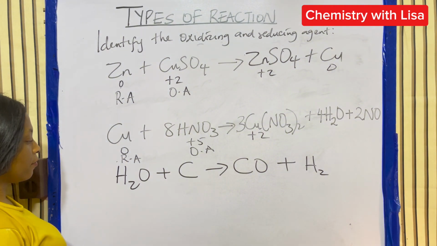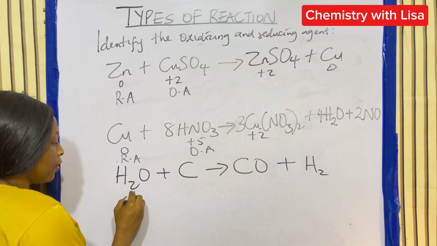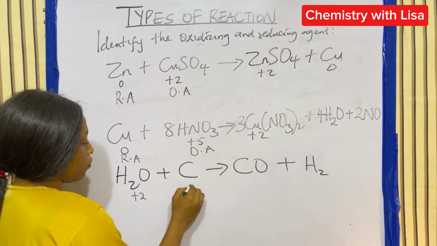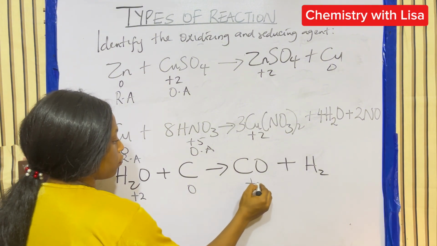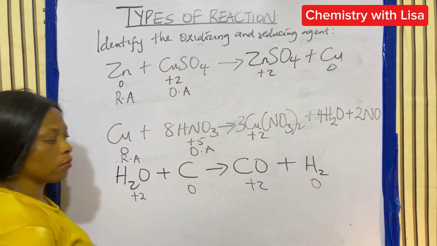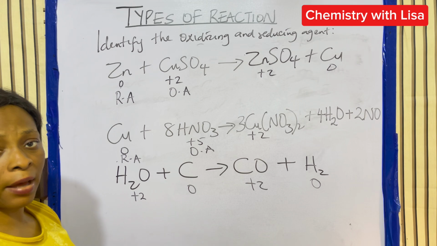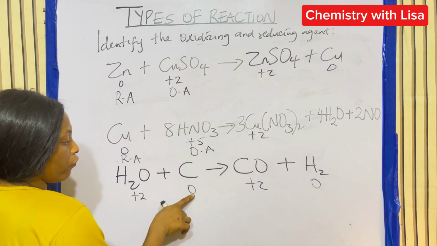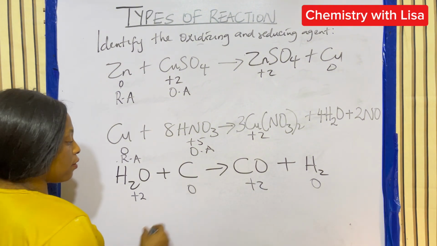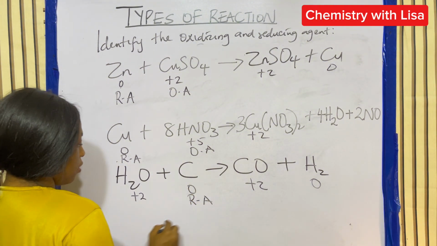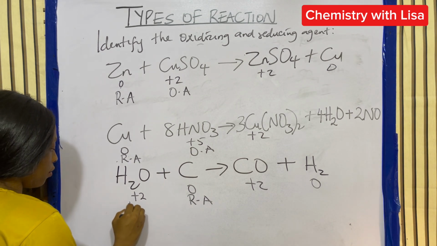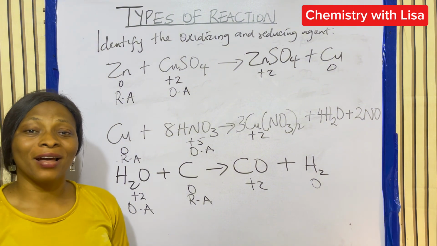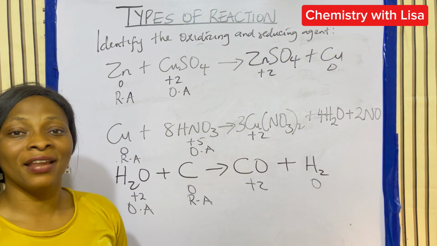Okay, so look at this. Now, this one here is +2, and this one here is 0. Then here is +2, and here is 0. Remember, any element that is not combined is 0. So that means that carbon moved from 0 to +2. So carbon is a reducing agent, and this one here is an oxidizing agent. It is very simple.